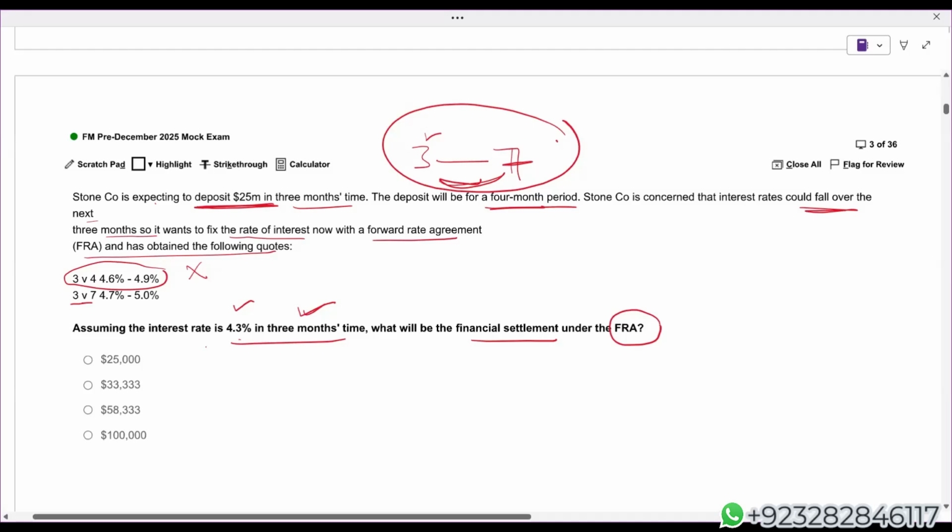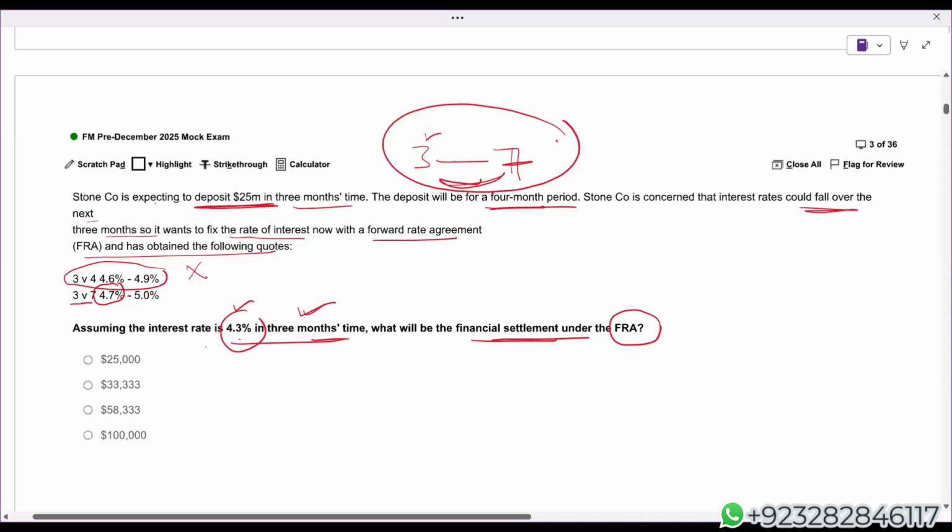In case of deposit, you will get a lower interest rate. So the 4.7 is the fixed rate which belongs to you. It means that now interest rate cannot be higher than 4.7 for you. It cannot be even lower than 4.7. In any case, you will be getting 4.7. Okay. Assuming the interest rate is 4.3 in 3 months' time, what will be the financial settlement?